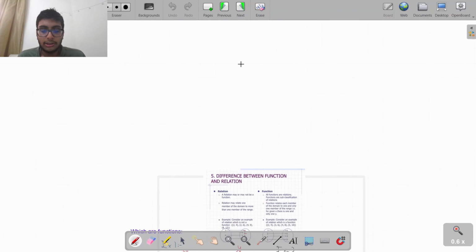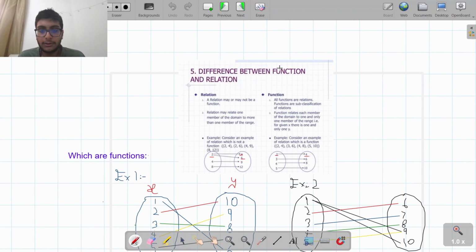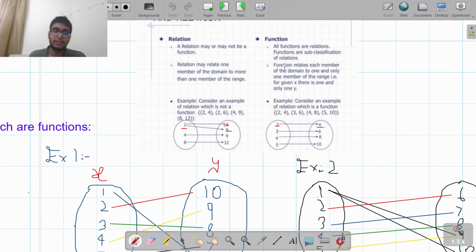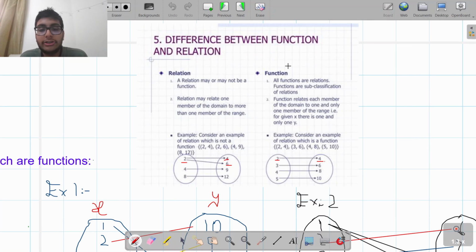So here is the difference between a function and a relation. Let's get into it, shall we? A relation may or may not be a function. Well, it's obvious, Sherlock. Now, all functions are relations. Okay, how? We'll see to it. A relation may relate one member of the domain to more than one member of the range, while a function relates each member of the domain to one and only one member of the range. For a given x, there's one and only one y.